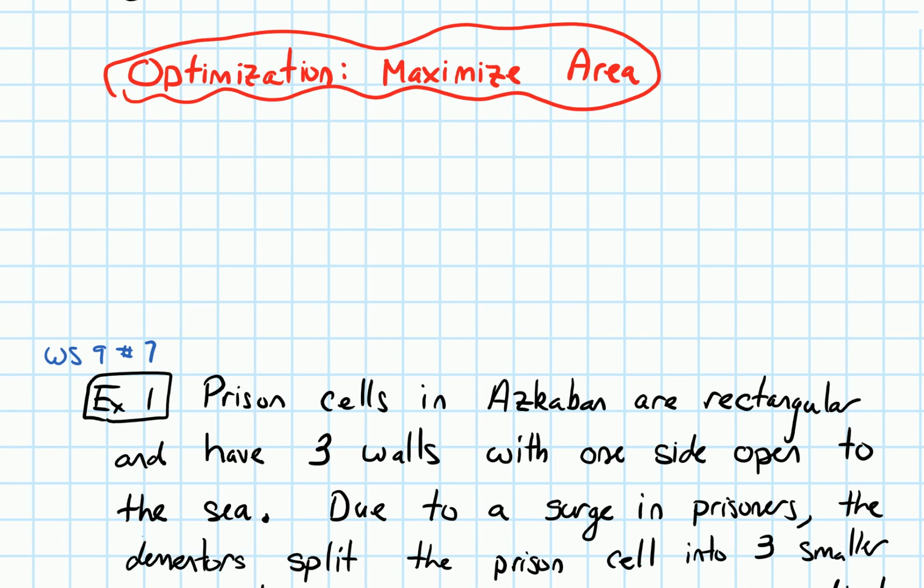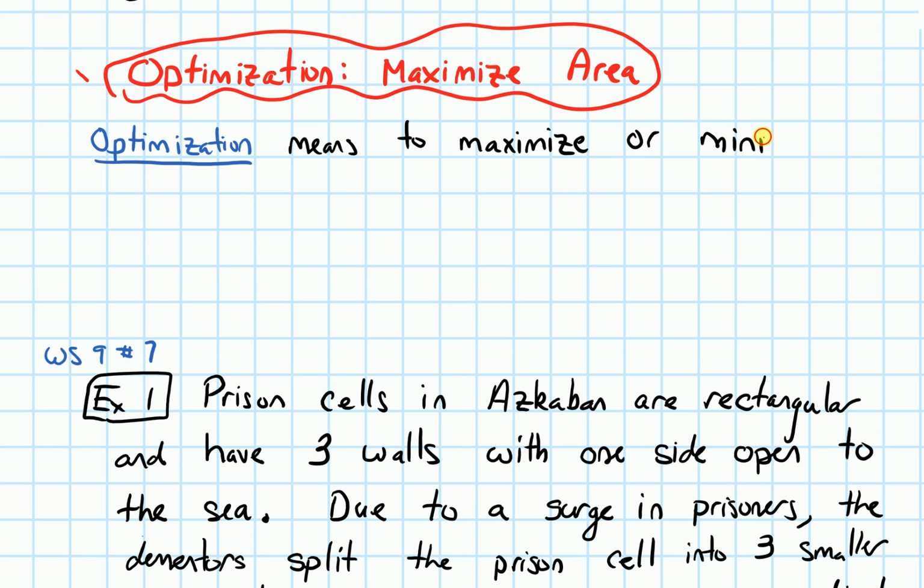In this video, we will do an optimization example where we maximize the area of a region. Okay, so I want to begin by just talking about what optimization is. So optimization, that word means to maximize or minimize some quantity.